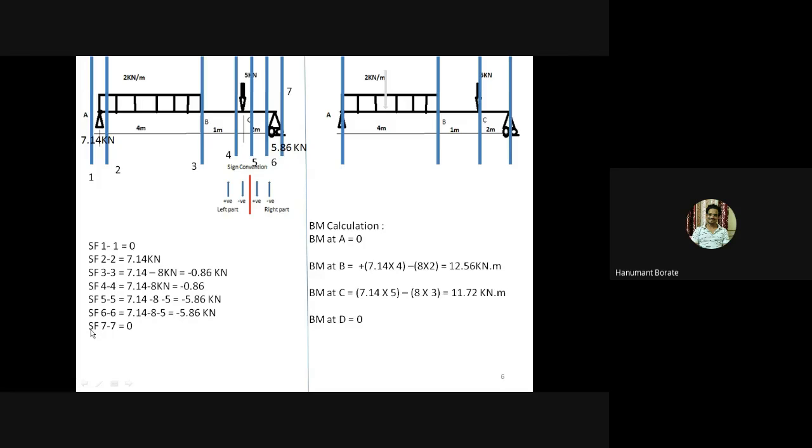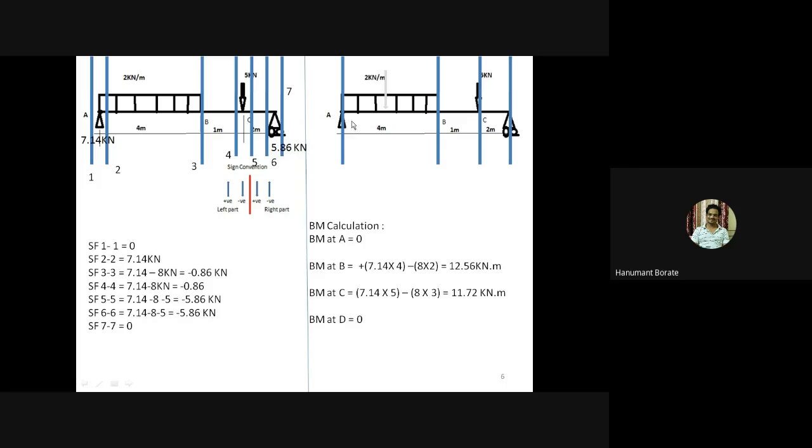Okay. Now SF at section 7.7. SF at section 7.7 equals 0, because the beam goes on the left side, and on the right side there is no beam region. So we can say directly SF equals 0. Now bending moment calculation.